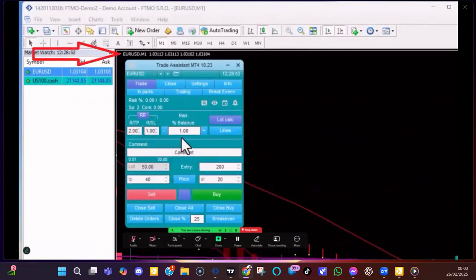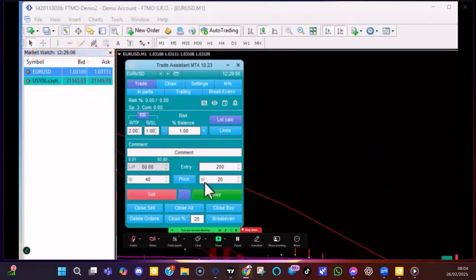I've got my risk balance at 1%. Lot calculator is on, and my little purple button here between the buy and sell is also activated. So we're ready to bring the Trade Assistant onto the chart.